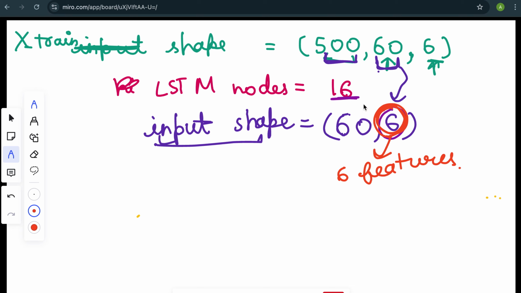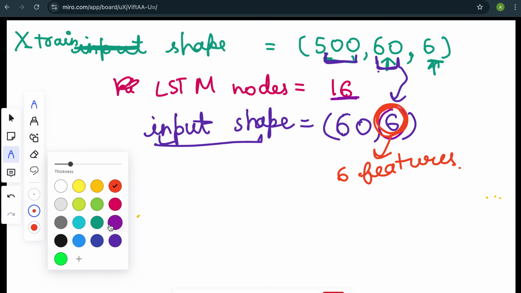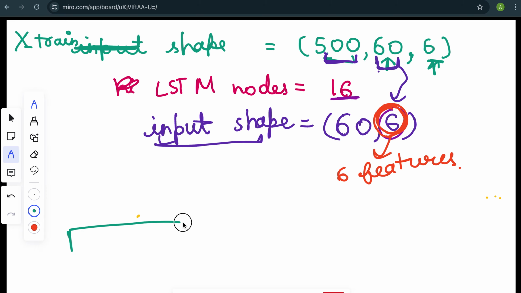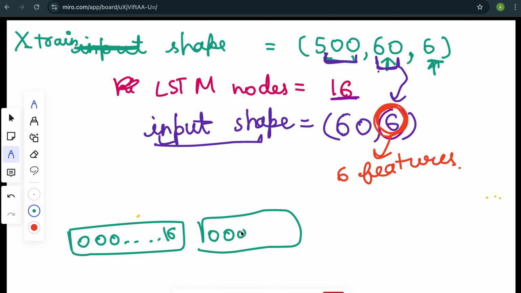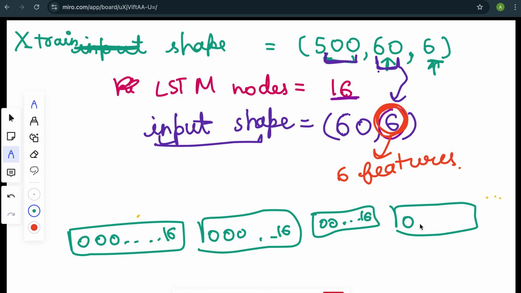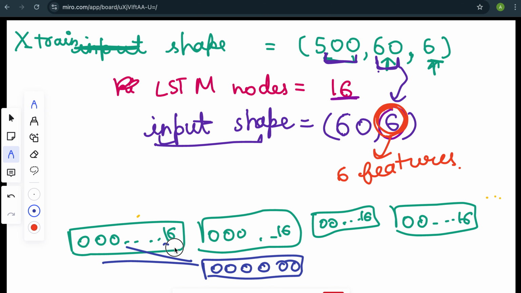And we have 16 LSTM nodes. You can do it by the box method, or if you have memorized the formula, that is well and good. So like this, there are a total of 16 nodes. Again in this box as well, 16 nodes. In this box as well, there are 16 nodes. And then we have the input box, which has 6 nodes. Let's just calculate for one box, and then we will generalize it for the other 3.